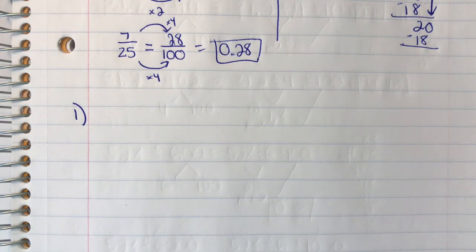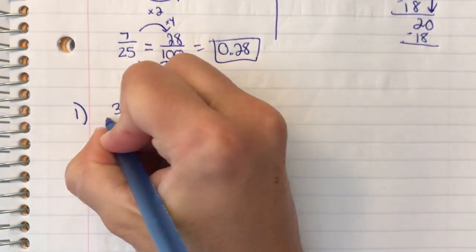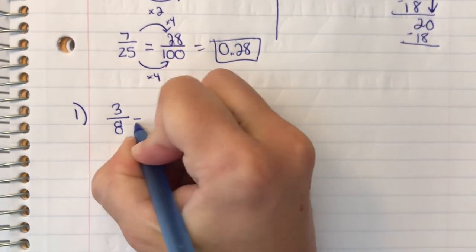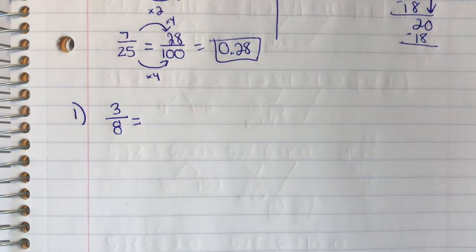Okay, let's do a few of these. I want you to get more comfortable with the division method. So I want you to solve 3/8 and convert 3/8 into a decimal number. This one, you're not going to round to a place value. It will come to an end. So what is 3/8 as a decimal?